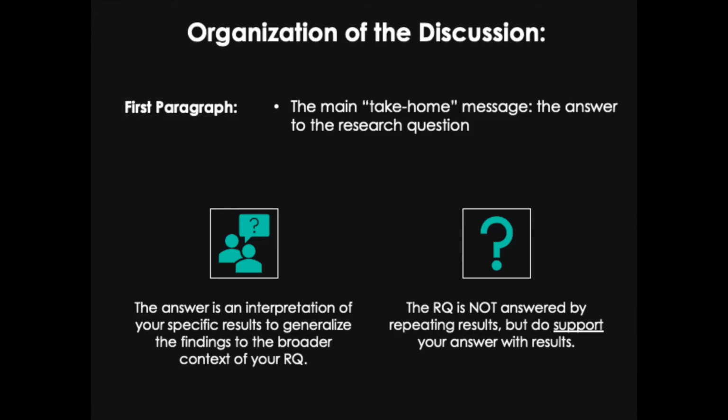So as I mentioned, the first paragraph is going to contain the main take-home message, which is the answer to the research question. Now keep in mind that the answer is an interpretation of your specific results to generalize the findings to the broader context of your research question. You're not going to answer the research question by just repeating the results, but you do need to mention the results to support your answer to the research question. So again, discussion is interpreted results.